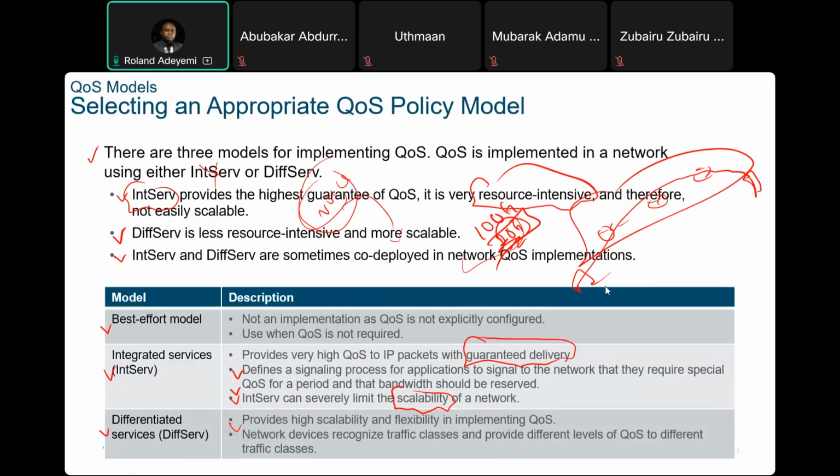Am I communicating, please? Yes, sir. Okay, good.